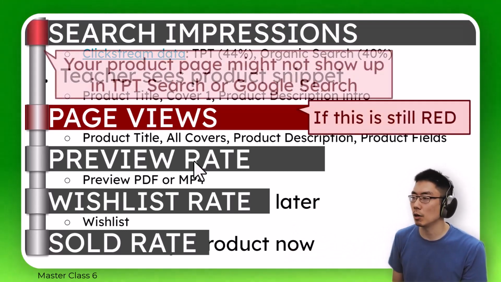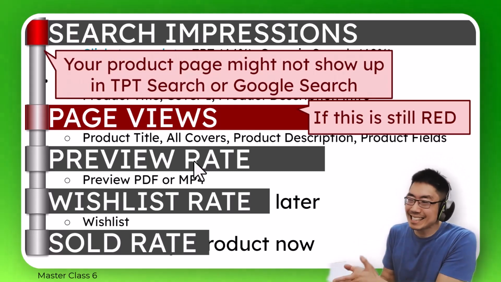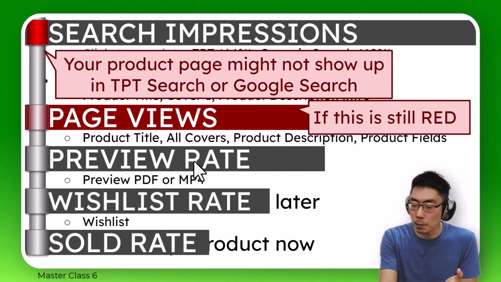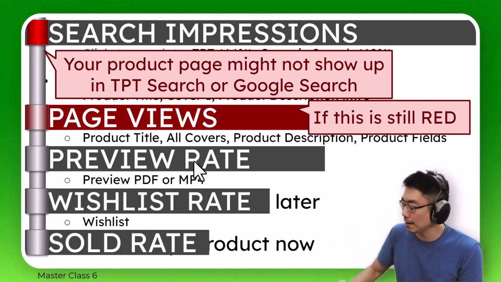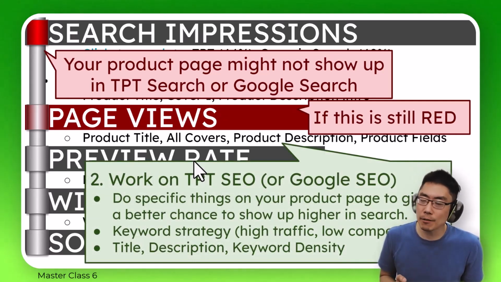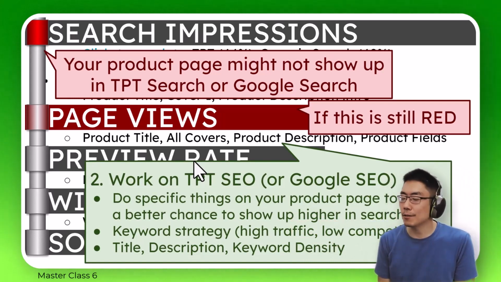They're still low. Well, the problem actually might be that your product page is not showing up in TPT search or Google search. If it doesn't show up in search, people can't click on it at all. So we're just going up higher in the pipe, right? So if that's the case, if you're not showing up in search, and we can never know this because we don't have access to search impressions, well then in that case, you've got to work on SEO.